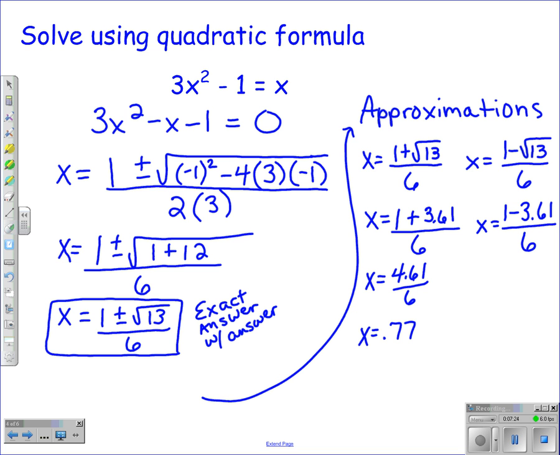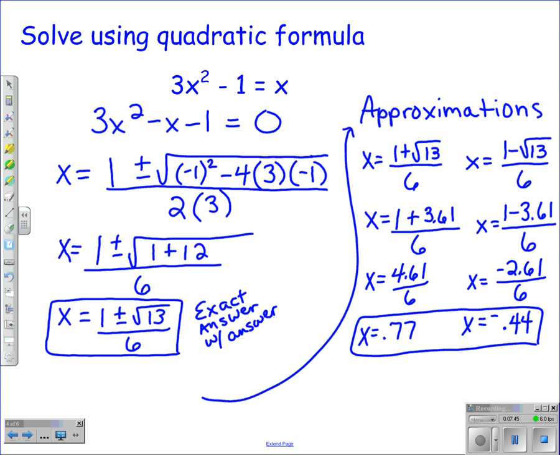1 minus 3.61 is equal to a negative 2.61 all over 6. And that means when we divide by 6, we will find out that x is a negative 0.44. We now have two decimal approximations for our answer, as opposed to two answers that are exact with a radical. Please read the directions as to which one is asked for in your question.